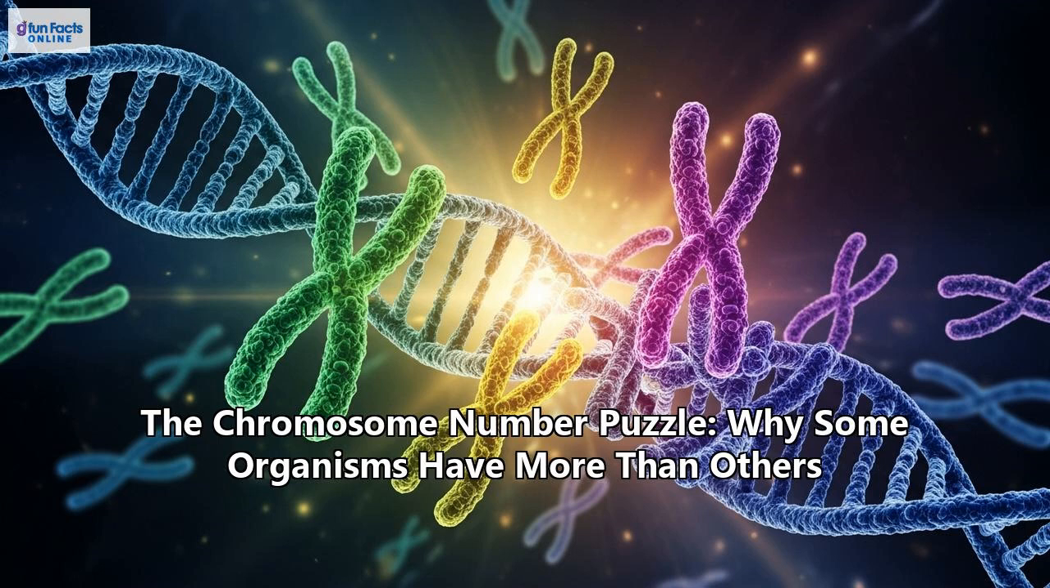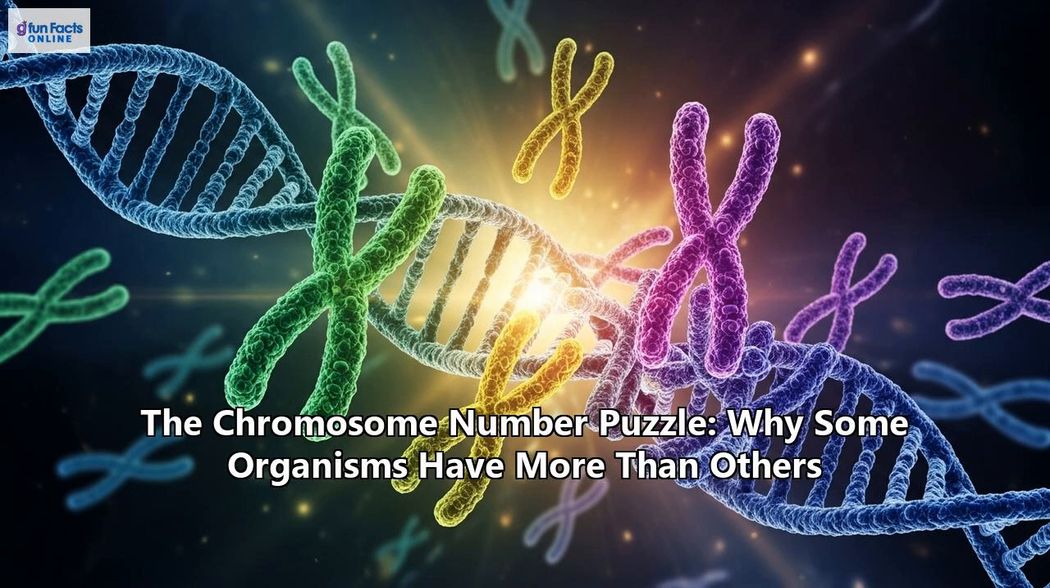So, in the end, the chromosome number puzzle isn't really a paradox. It's a window into the messy, imperfect, and endlessly creative process of evolution. The simple idea that more chromosomes equals more complexity is wrong. The staggering difference in chromosome numbers across the tree of life is not a ladder of complexity, but a historical record of each lineage's unique evolutionary journey. This journey is shaped by a mix of random chance, a fusion here, a duplication there, and the constant pressure of natural selection.